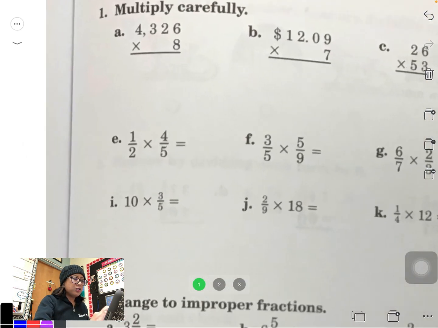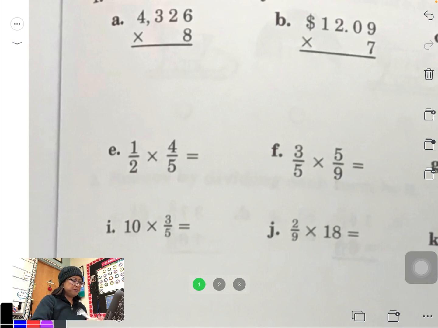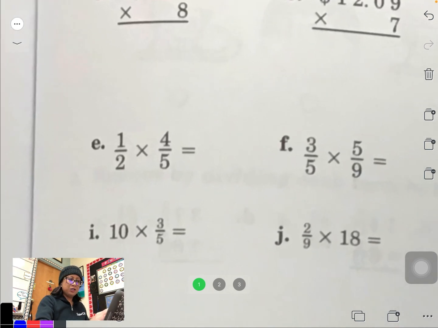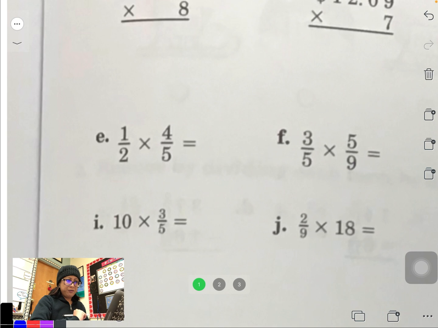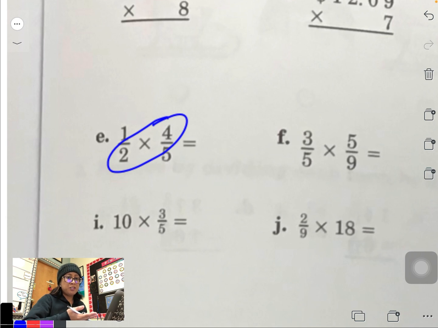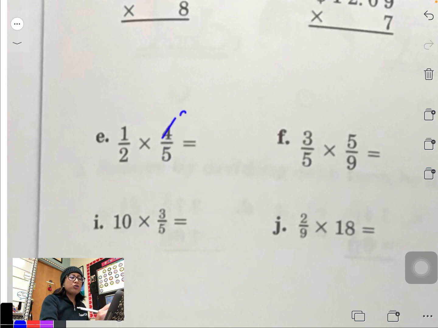So let's take a close look at 1E. It says E here. 1/2 times 4/5. Now, 4 and 2, ooh, that's a little thick, isn't it? 4 and 2, I can definitely cross cancel because the only factor they have in common is 2. They're both even numbers. Remember the divisibility rule? They're both even numbers, so I can definitely use 2 to divide. Like 4 divided by 2, 2. 2 divided by 2, 1.